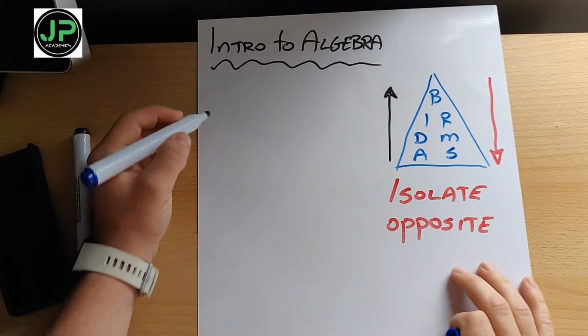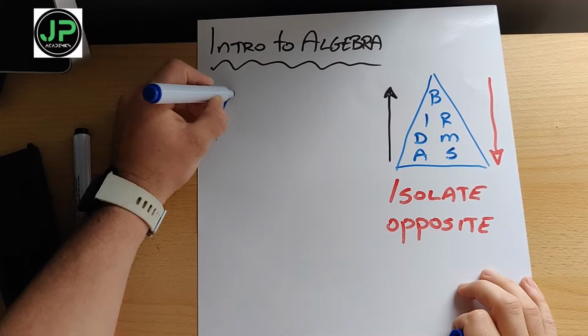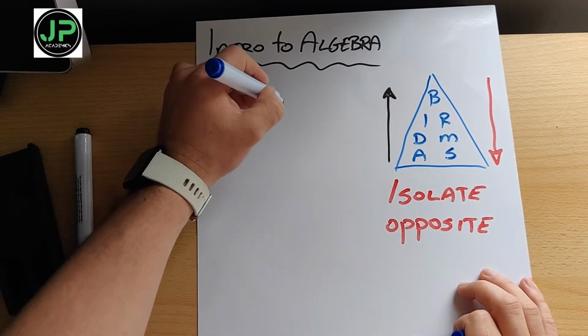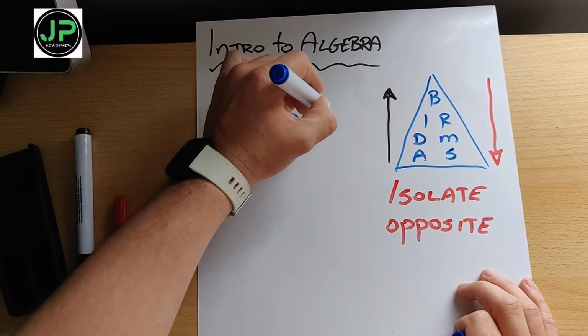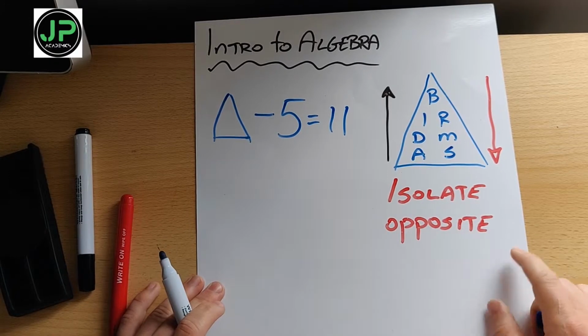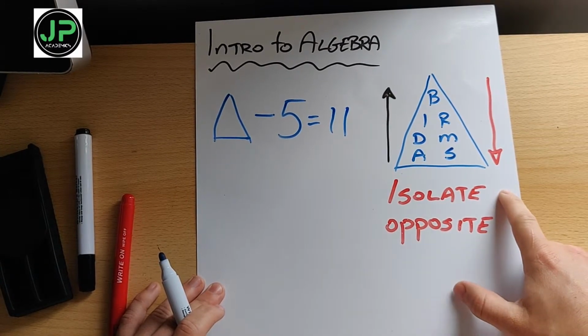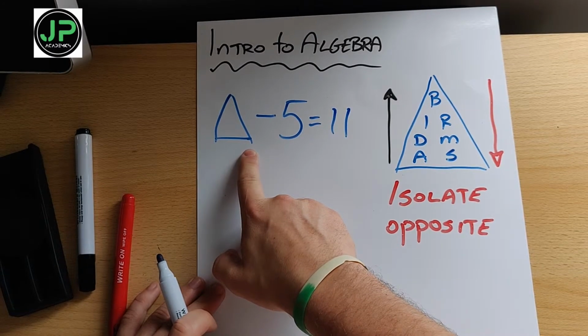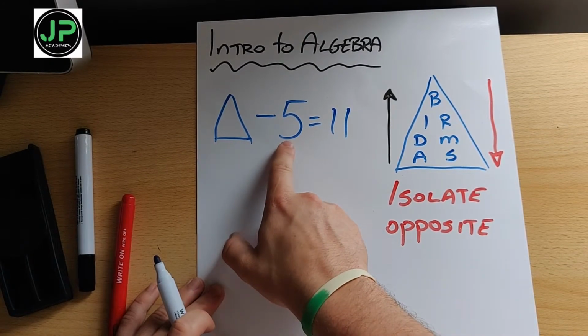Now, another example. This time we're going to use a blue triangle. I'm going to say blue triangle, take away 5 equals 11. Now, the same idea again. The first thing you need to do is isolate. So we need to isolate this triangle, get it on its own. Now how do we do that? We take away the 5.